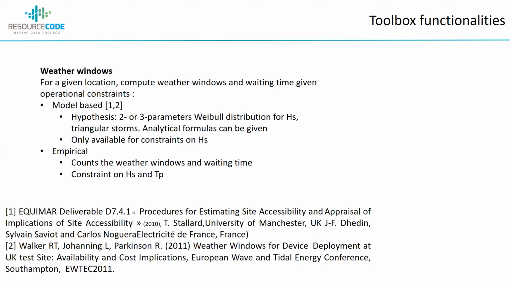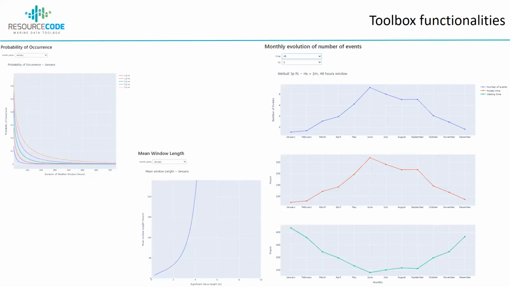If you go to the next slide, Matt, I provide some examples that I will show during this demo. You can provide the probability of occurrence, the mean window length here in the bottom part, and also the monthly evolution of the number of events. You define your constraint, the length of your window, and your constraint on the HS, and you can compute the mean or expected number of events and the expected waiting time.